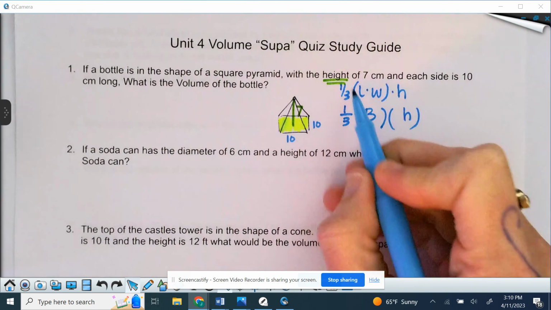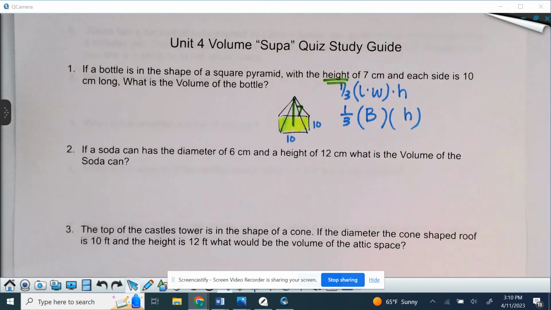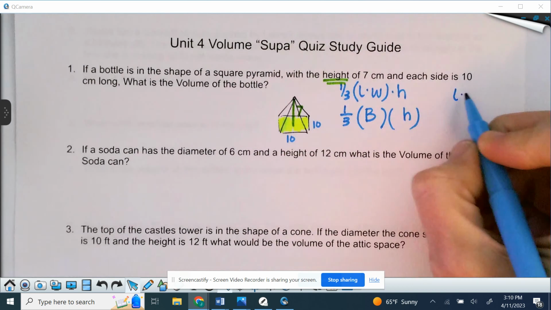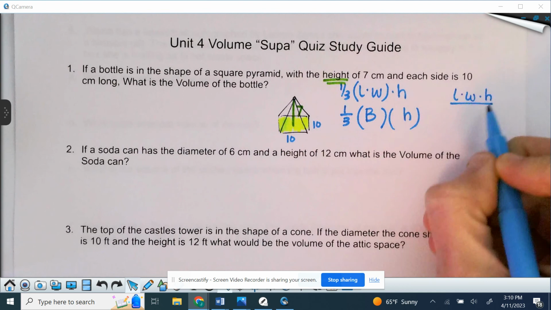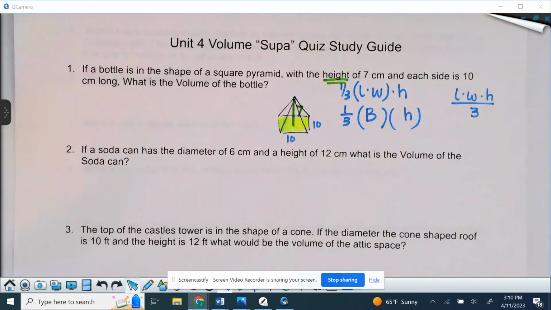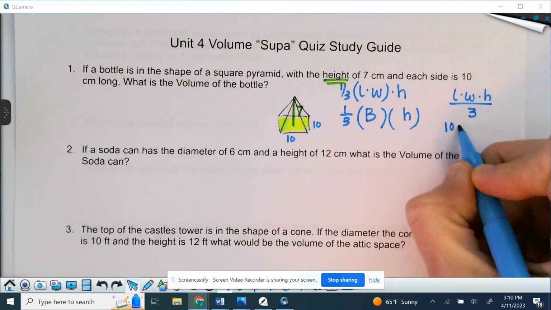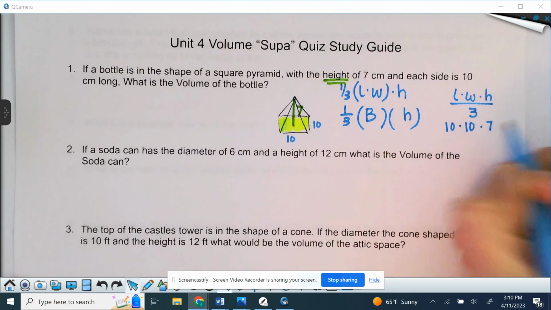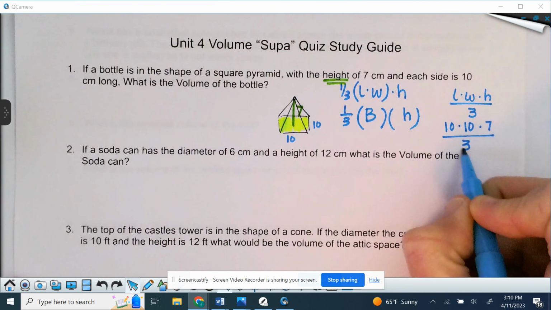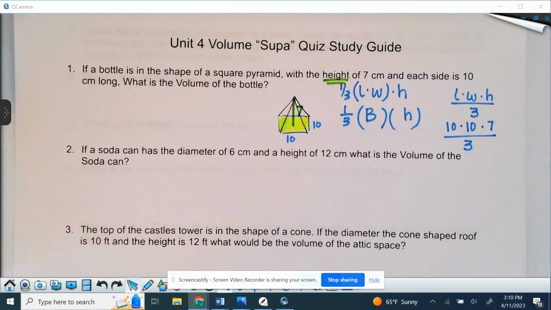Depending on what calculator you use and how good you are at putting things in the calculator, I am super worried my calculator is never going to understand what I'm trying to tell it to do. So I do all the multiplication and then divide by 3, which is the same thing as multiplying by 1/3. In this case, 10 by 10 is our length times width, and our height is 7. There's a point at the top, so we're going to divide by 3. 10 times 10 is 100, times 7 is 700, and then we divide that by 3.